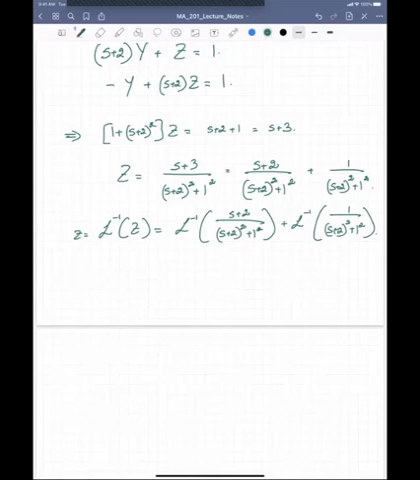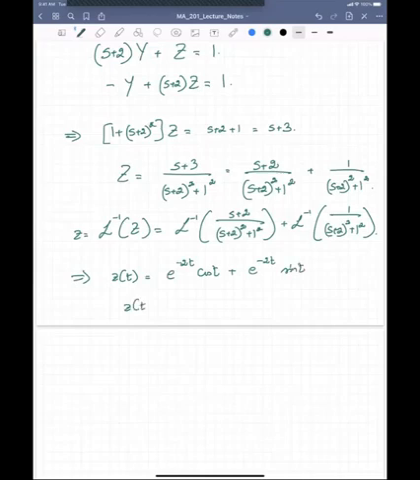Can anyone quickly tell me what the Laplace transforms of these two functions are? Cos t and sin t. Cos t and sin t, but not exactly cos t and sin t, because the s is shifted to s plus 2. So you can guess that there is an e to the at at play here, and the a in this case turns out to be minus 2. So the first one would be e to the minus 2t cosine t, and the second one is of course e to the minus 2t sine t. So your little z turns out to be e to the minus 2t times cosine t plus sine t.